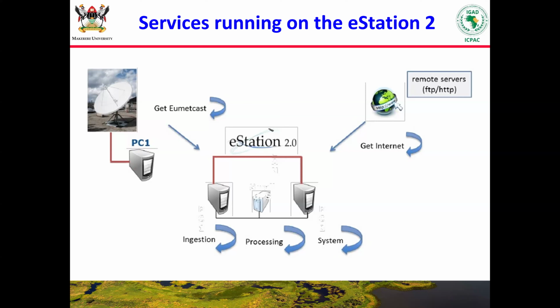And then we have, remember I said the eStation is PC2 and PC3. PC2 and PC3 run three services: the ingestion service, the processing service, and the system service. However, we also have another service within the eStation, on PC2 and PC3, which is called Get Internet. Yesterday we linked or imported these services from our local disk C.